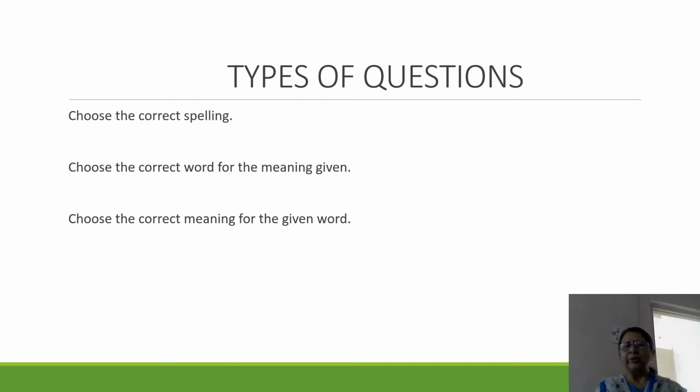Now the questions which you get will be selected at random by the computer. The computer is going to select the questions randomly. So you do not know which type will come to you. You must prepare for all these. That means correct spelling, you have to learn the meaning of the words, and you have to learn to give words for the given meaning. So you should prepare all these 3 types.